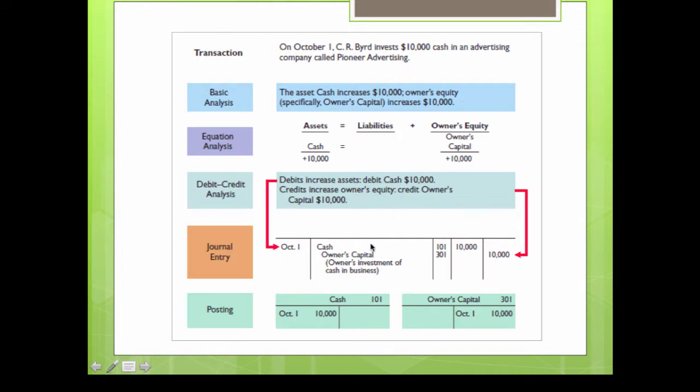Now the next step is to complete the debit credit analysis by following the debit credit rules. Okay? Once that is determined, you journalize the transaction. Here's a journal.